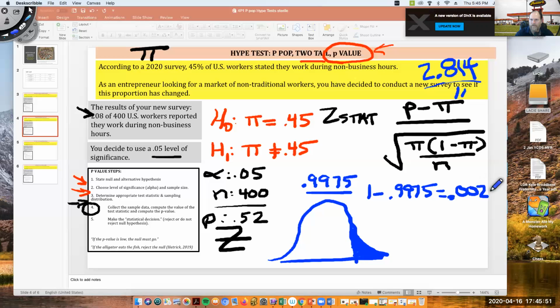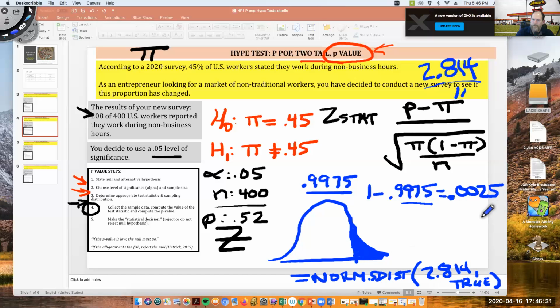Or if you're like Matt likes to do, the NORM.S.DIST Excel function, and you can do the same thing. I'm just going to write that down here. And you can put 2.814 in there. You want to do true. You're still going to get this number right there, and you're still going to need to do a 1 minus. We're not done yet, though.